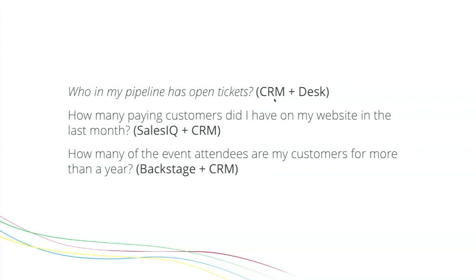How many paying customers did I have on my website in the last month? The CRM is going to tell you which customers are existing and who have paid already. It's going to filter that for the last month. SalesIQ keeps track of your website visitors, so using that information can let you know that. And then our new app, Zoho Backstage, that we're using to run this event: how many event attendees have been my customers for more than a year? Again, it uses the CRM data, cross-references with who is actually attending the conference on Zoho Backstage, and lets you know that answer.